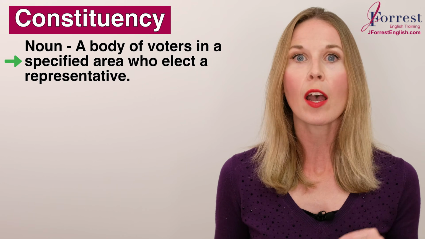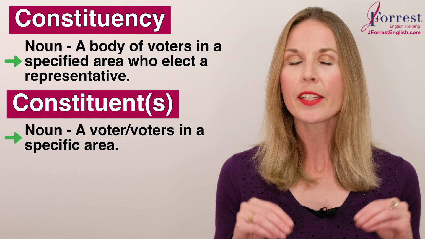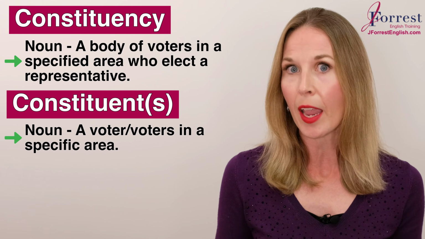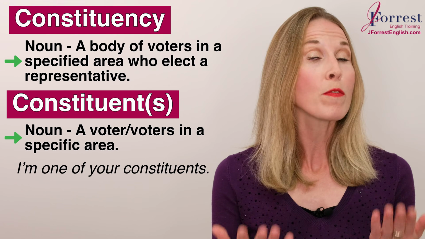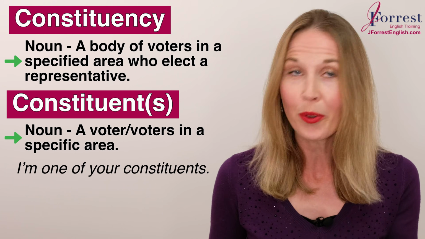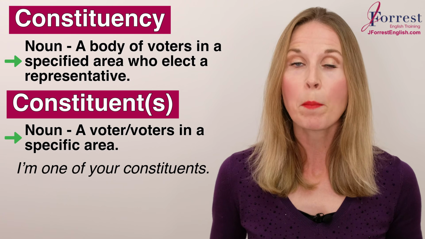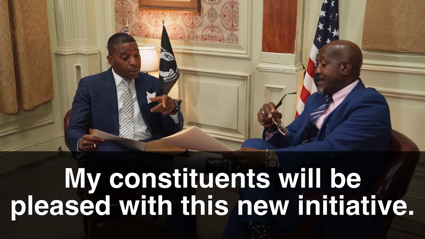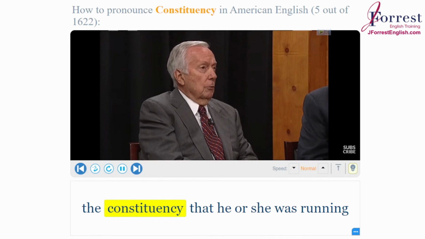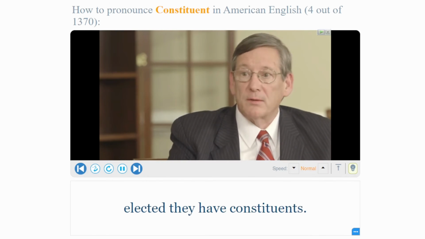So notice we have constituent or the plural form constituents. This is a noun, and it is simply referring to a voter or voters in the plural in a specific area. So I could say, I'm one of your constituents. I'm one of the people who can vote for you if I choose because I'm in this specific geographical area. Or a politician could say, my constituents will be pleased with this new initiative. The constituency that he or she was running for an office to represent. Now, in states where judges are popularly elected, they have constituents.